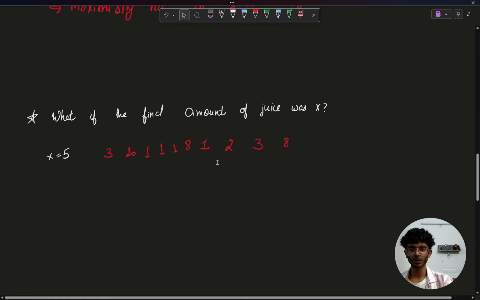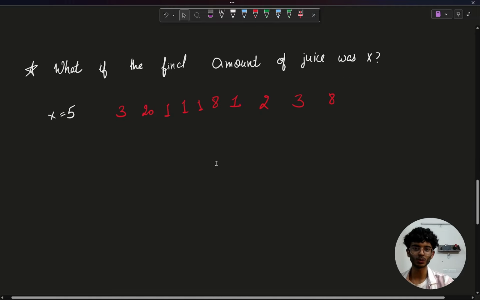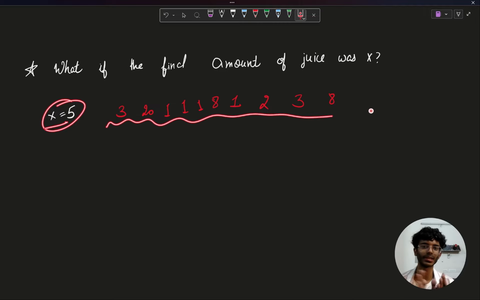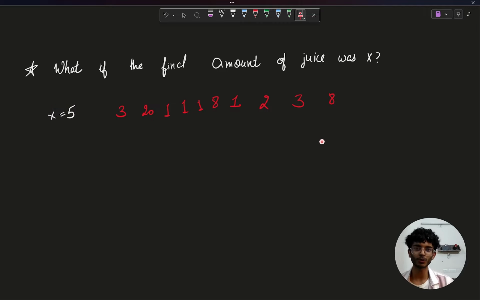So to start with, let us assume that we know that all of my final glasses will have juice equal to some number x, right? So for example, let's consider x equal to 5, and these are the glasses I already have. Now I want to remove the minimum number of glasses such that all of the remaining glasses have the amount of juice left equal to 5, right? So to start with, let's try to think of some greedy way of doing it.